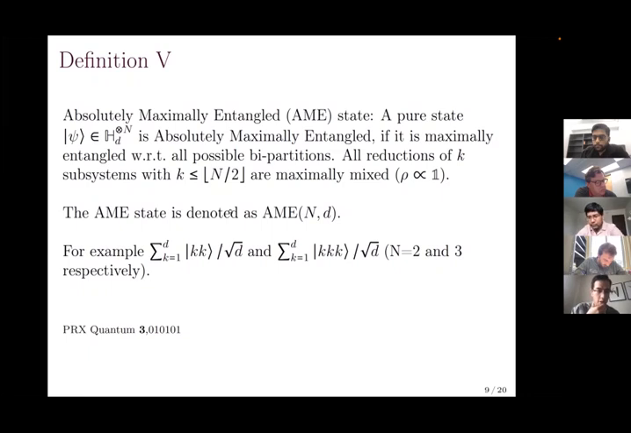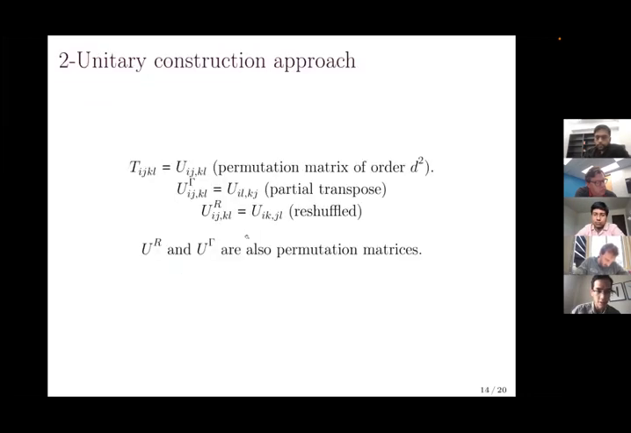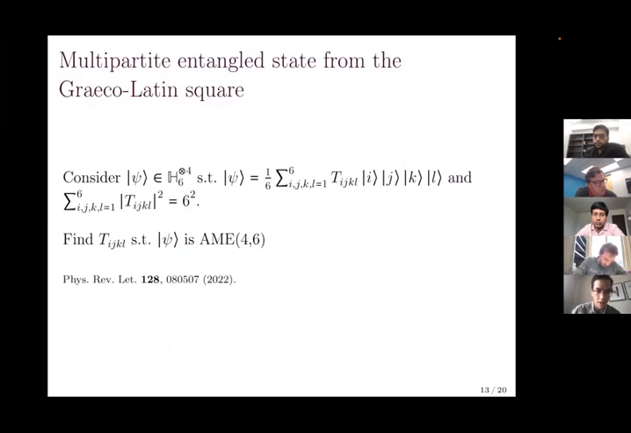Okay. So all subsystems smaller than half are considered maximally mixed. Okay. Yeah. So they're finding the elements that happen to produce that.